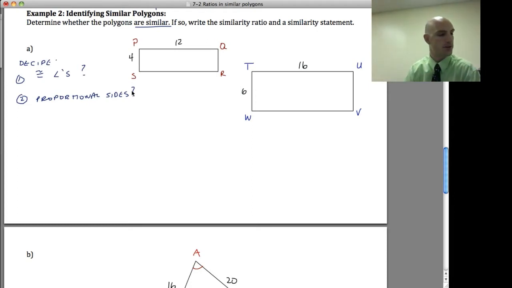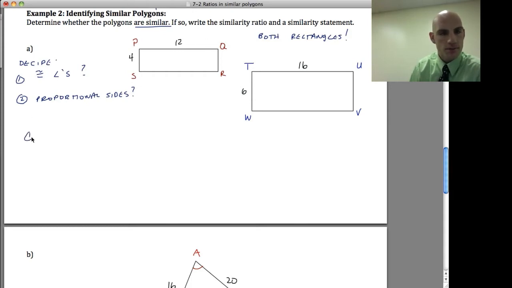And so here's what we're going to do. We are going to identify congruent angles. Well, what I'm going to tell you is they are both rectangles. They're both rectangles, and I'm telling you that. It gave us this in the problem, okay?